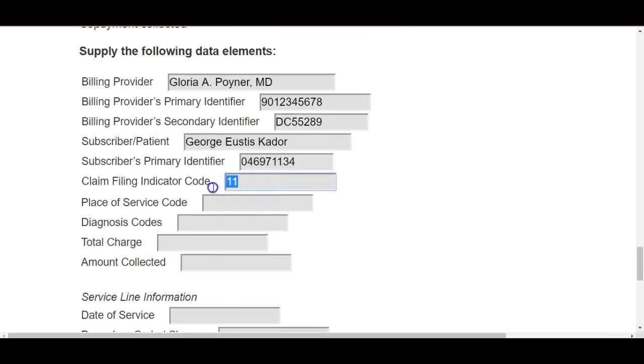I'm sorry, the claim filing indicator code is MC for Medicare, and the place of service code is 11. Sorry, I confused myself there. It's been a very long Monday. Okay, so the diagnosis codes we said were R. Again, make sure they're capitalized, 00.2, and then throw a comma in there and a space, and then I, 49.1. Sounds like I'm calling bingo games, huh?